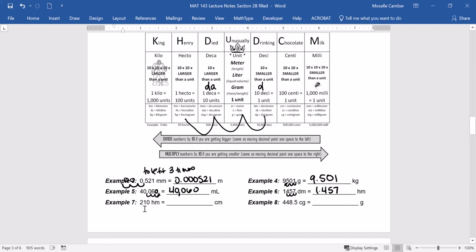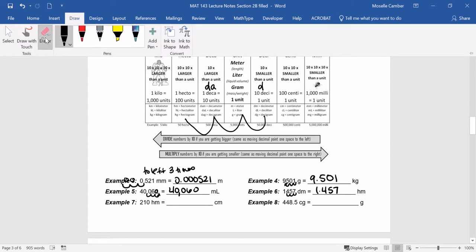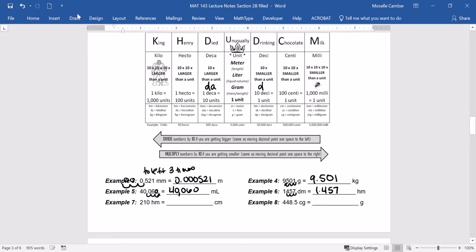Okay, example 7. This time we're starting from hecto, and we're going to centimeters. So we start at hecto, and we're going to go to centimeters. So that's 1, 2, 3, 4 this time to the right. So we start here, we go 1, 2, 3, 4. Fill in the zeros, so we have 1, 2, 3, 4, 5 zeros. So we have 2,100,000 centimeters.